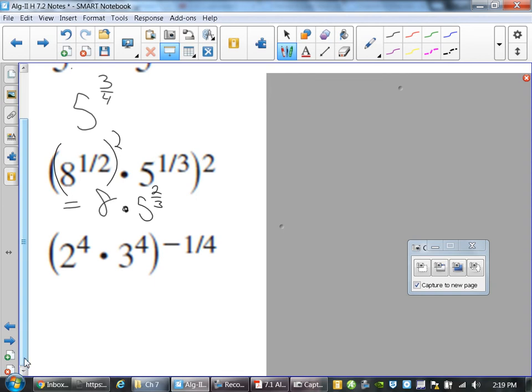Same deal on the bottom one here. In this case, everybody notice they both have the same exponent, but they have different bases. But look what happens here. They're being raised to a negative exponent. So they're both going to go to the bottom because, well, what's 4 times negative 1/4? Negative 1. So I'm going to get 2 to the negative 1 times 3 to the negative 1, which is 1 over 2 times 3, which is 1 over 6. All right? Let me slide this up for you.